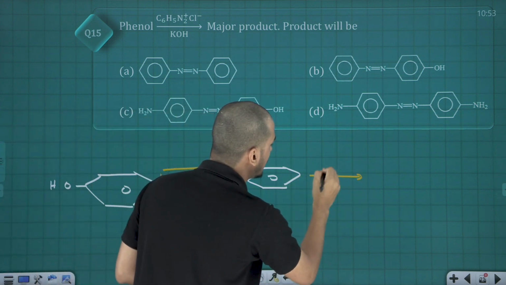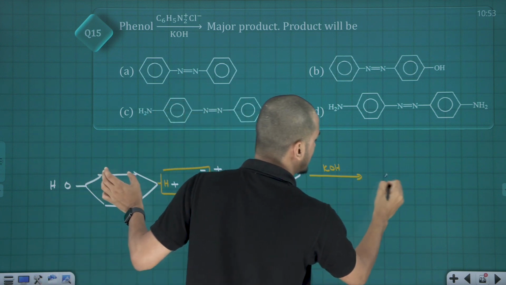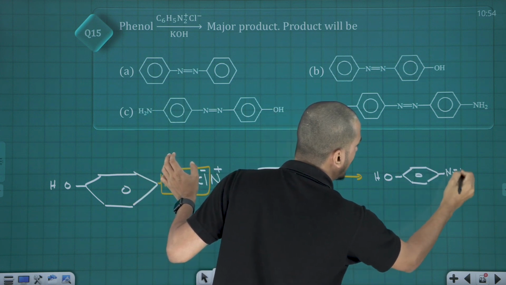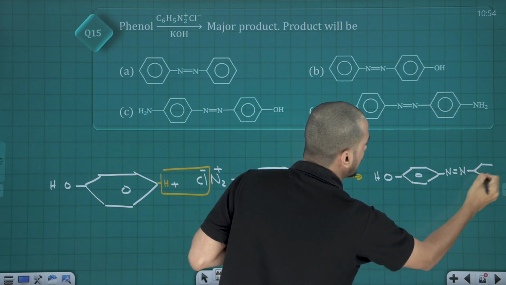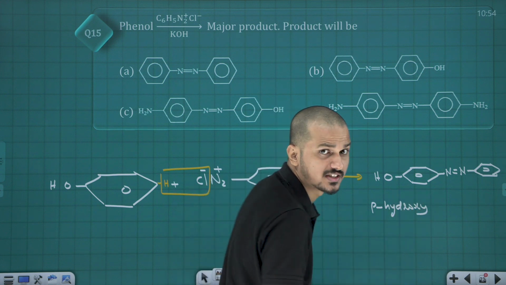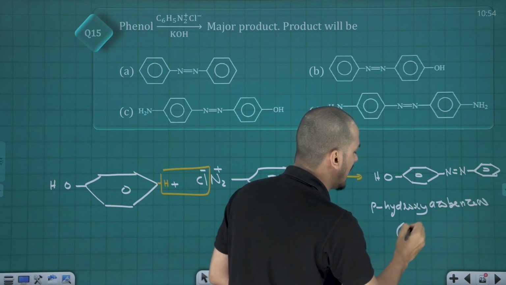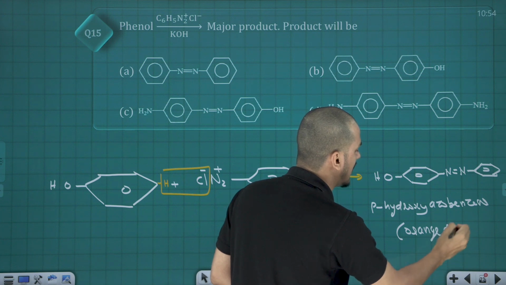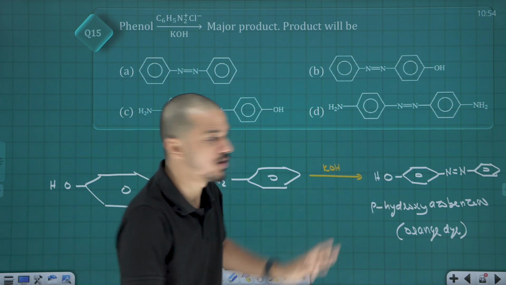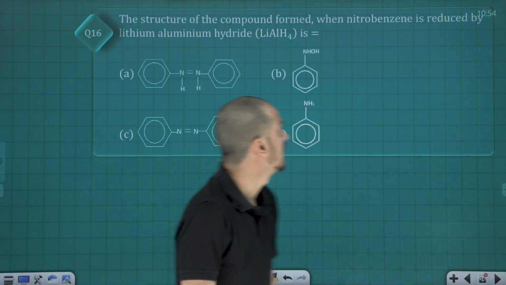Then in basic medium, KOH medium, what is remaining there? You know, that is actually called a coupling reaction. Here OH will be there, then benzene ring, then N double bond N, then benzene ring. This is para hydroxyazobenzene. That is an orange dye. You learned this idea. This is actually called a coupling reaction. So what's the answer? Para hydroxyazobenzene. Option B is the correct answer. Ready, guys? Yeah. We can move to the next question.